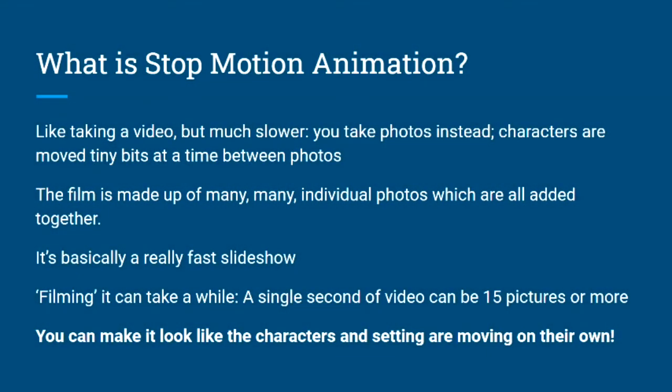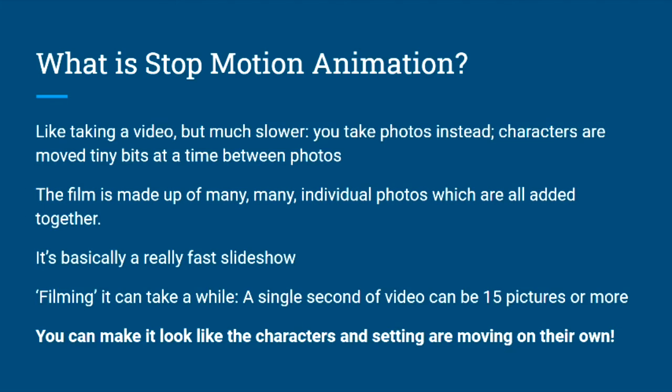So what is stop motion animation? It's kind of like taking a video, but a lot slower. You take photos instead, and then you move all your characters a tiny bit at a time between those photos. The film's made up of many, many individual photos, which are then added together into one video. It's basically like a really fast slideshow.